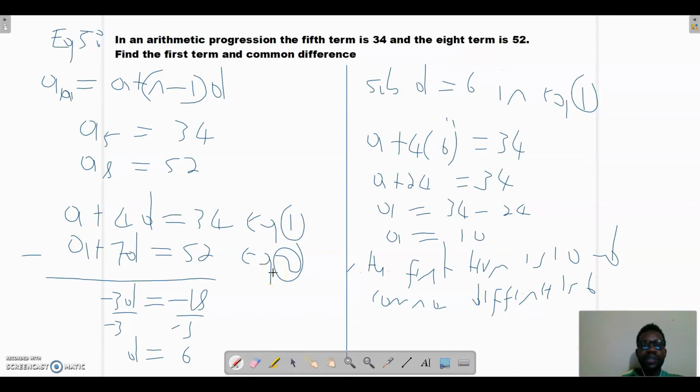What is important to note in this question is that it says the fifth term. It didn't say the sum of the first 5 terms, so don't get the formulas mixed up. You have to read the instructions very carefully.